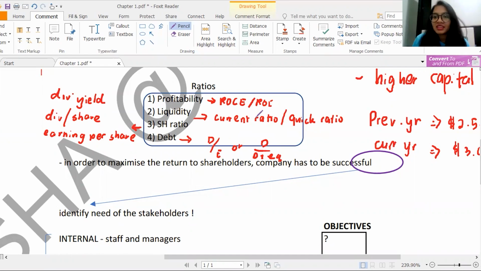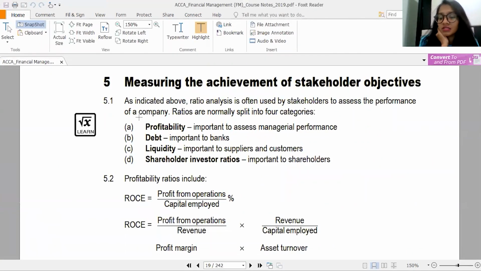Guys, so we are back now with the next part, which, as I told you, we have already done: the overview of what ratios we can use. When we talk about ratios, the ratios that we use would be profitability, liquidity, shareholder ratio, and debt ratio. Now, let me explain to you in more detail what these ratios are all about.